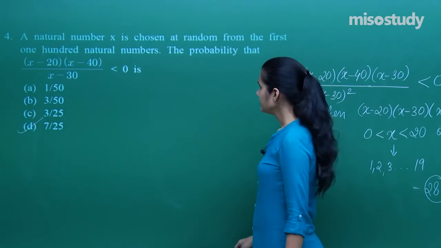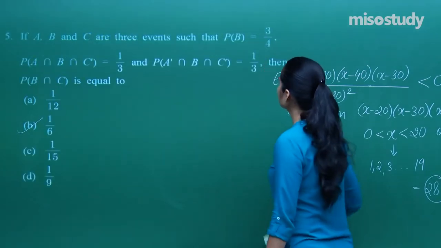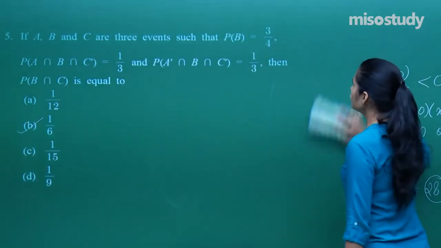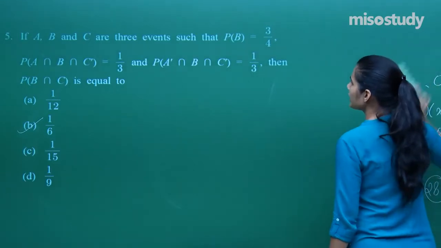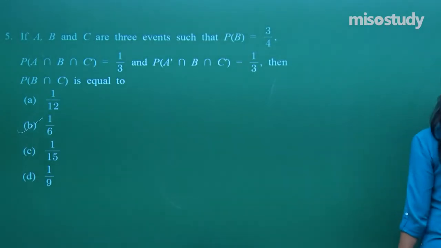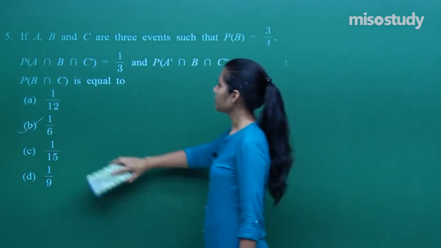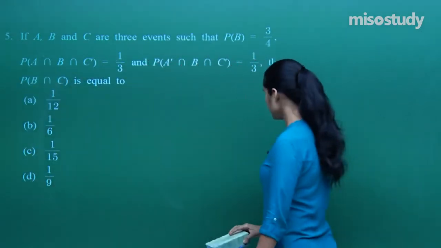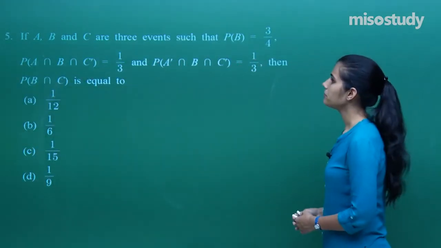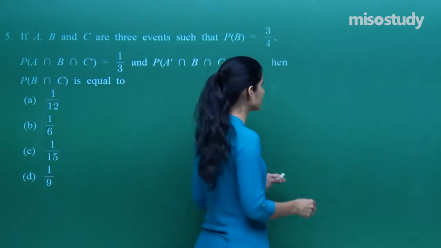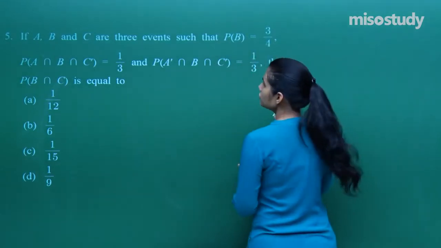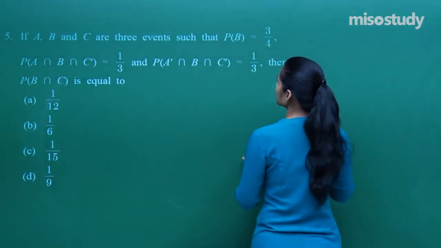Clear? Next question we have, if A, B, C are 3 events such that probability of A is 3 by 4, probability of A intersection B intersection C dash is given to you as 1 by 3, A dash intersection B intersection C dash is 1 by 3, then B intersection C's probability is what? So this is given to us, what is it? Probability of B intersection C dash.